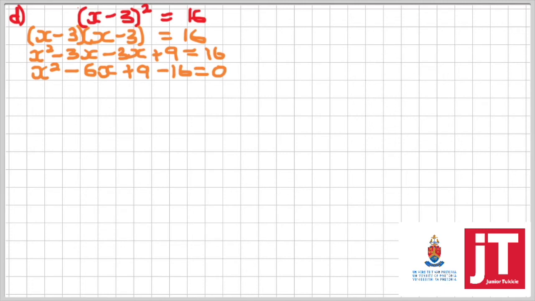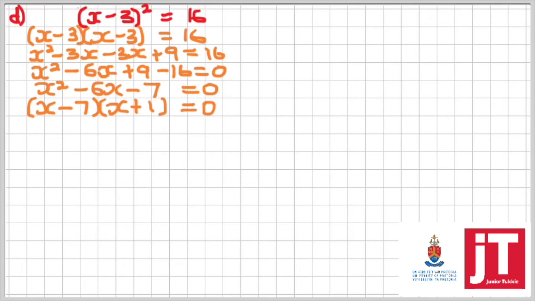Simplifying the two constants on the left-hand side, we get x² - 6x - 7 = 0. Then factorizing that quadratic equation, we're going to get our two factors as (x - 7)(x + 1) = 0. Our two solutions are x = 7 or x = -1.